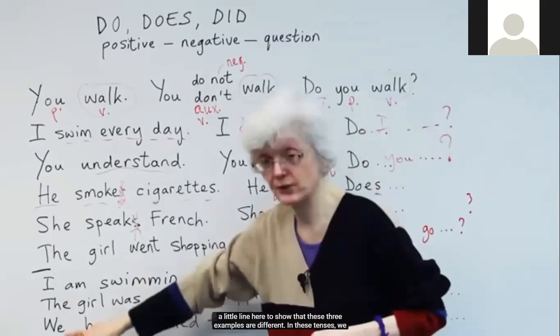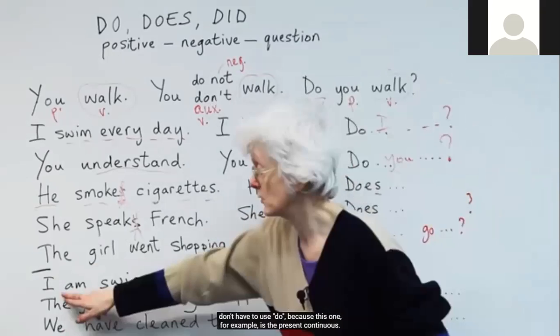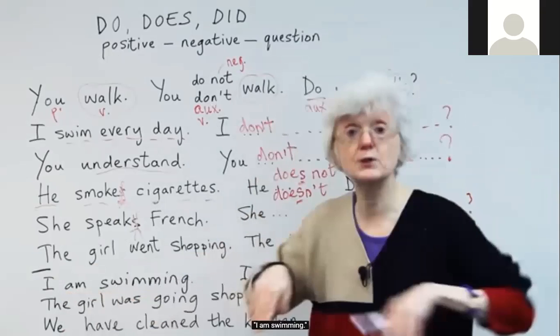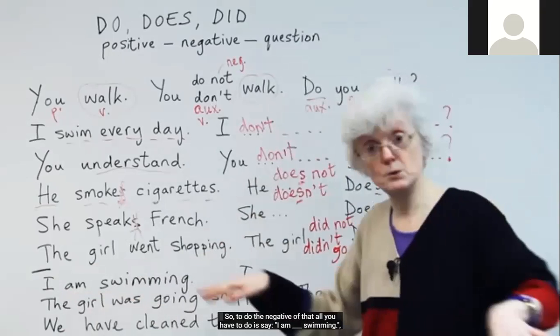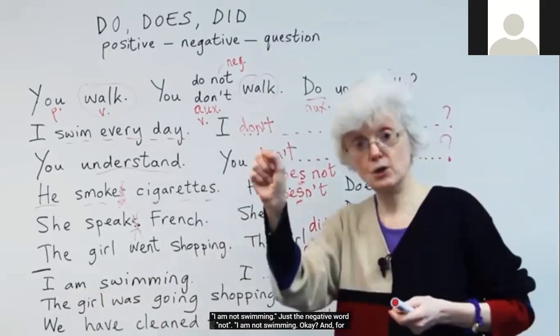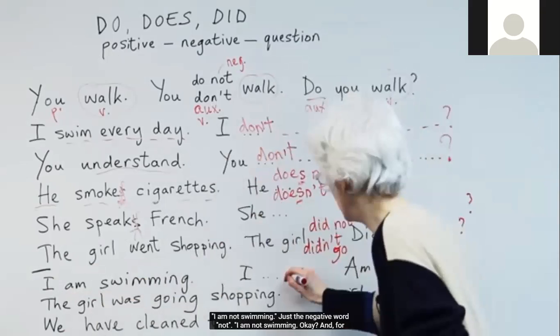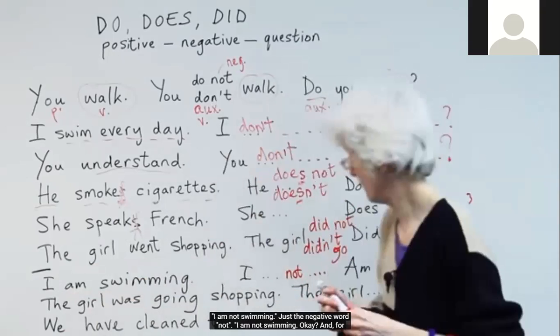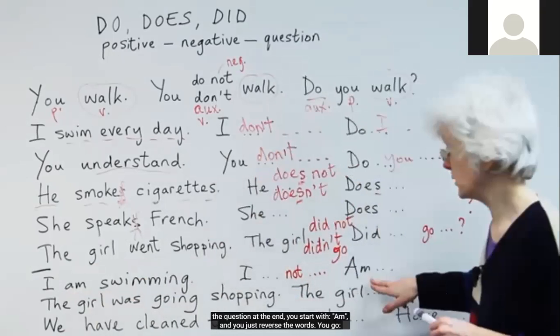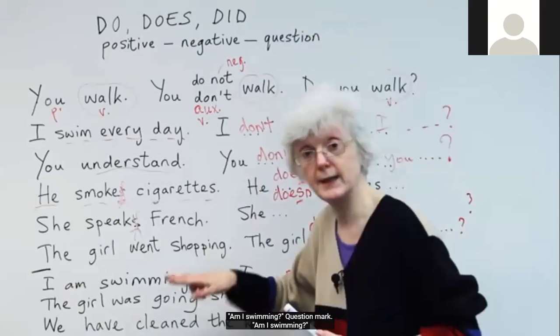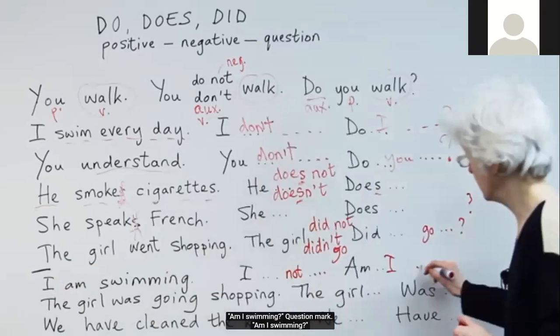But I'm going to show that these examples are different. This kind of thing you don't have to change, because this one, for example, is the present continuous. So keep the verb to be. All you have to do is say, I'm not swimming. So that's the word not. I'm not swimming. Okay? And the question then starts with am, and you reverse the words. Am I swimming? Question mark. Am I swimming? Okay, nice and simple.